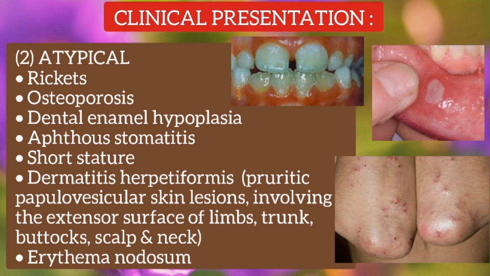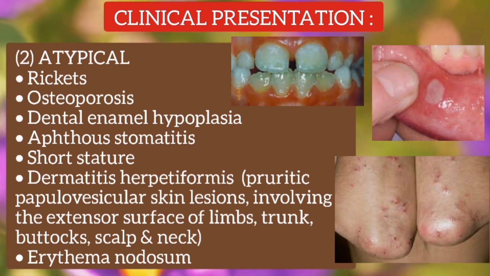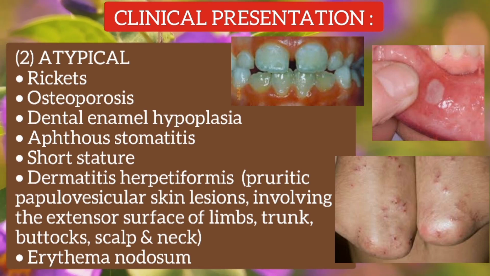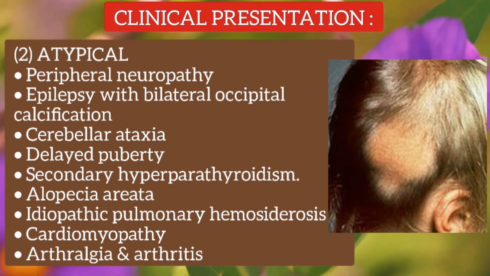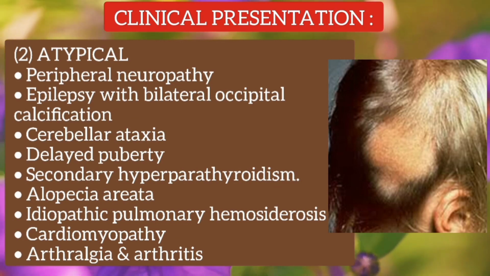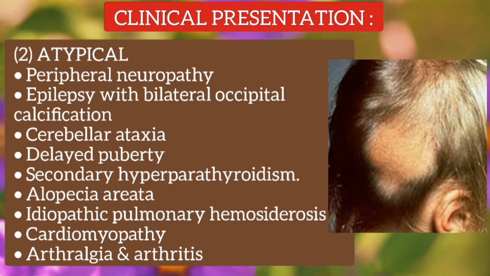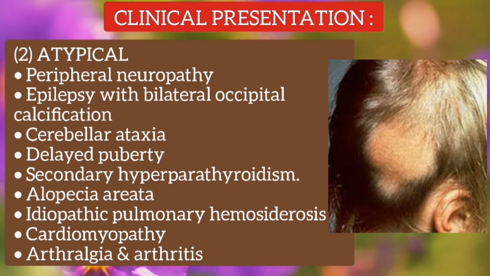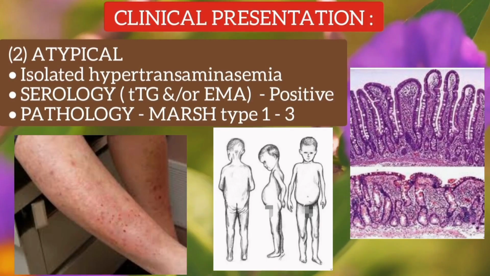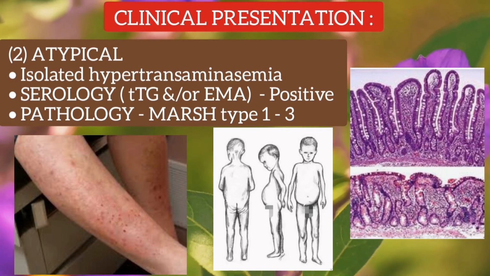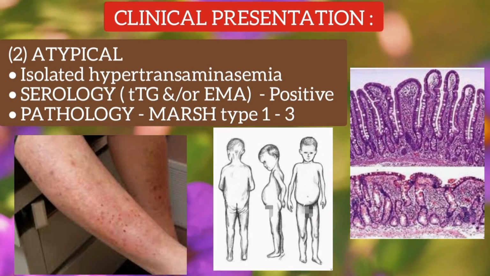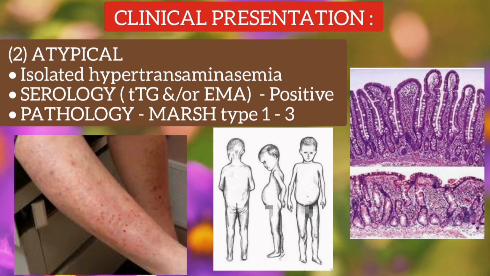It is a pruritic papulovesicular skin lesion involving the extensor surfaces of the limbs, trunk, buttocks, scalp, and neck. There may also be erythema nodosum. In atypical celiac disease, there may be peripheral neuropathy, epilepsy with bilateral occipital calcification, cerebellar ataxia, delayed puberty, secondary hyperparathyroidism, alopecia areata, idiopathic pulmonary hemosiderosis, cardiomyopathy, or arthralgia and arthritis. There may be isolated hypertransaminemia. Now, in atypical celiac disease, the celiac serology, that is anti-tissue transglutaminase and endomysial antibodies, are positive, and the mucosal pathology on endoscopy and biopsy is also positive.